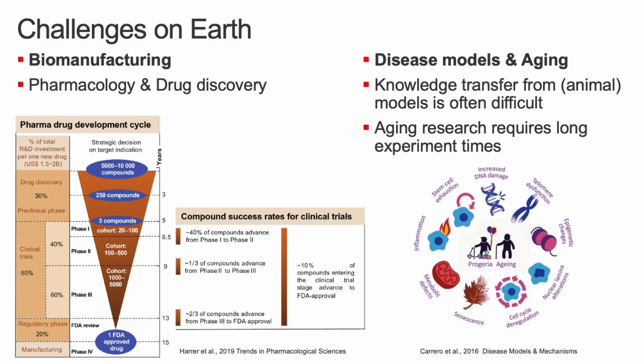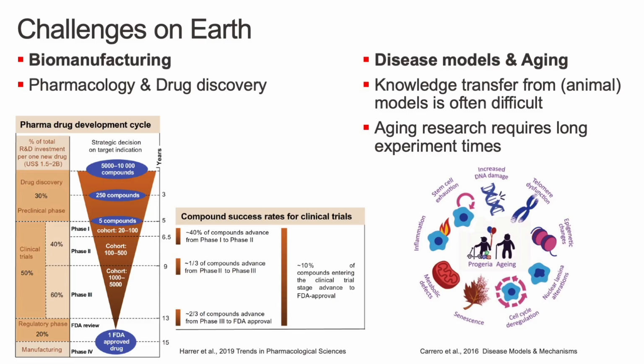What are the challenges on Earth? The pharmaceutical drug discovery process is long, complex, and very expensive, and there is a high failure rate. A study usually starts with several thousand compounds, and then, when entering the clinical trials, only a few compounds are left. And only 10% of the compounds that enter the clinical trial stage advance to FDA approval. In the picture shown on the left, the study starts with 5,000 to 10,000 compounds, and after 5 years, only 1 compound reaches FDA approval.